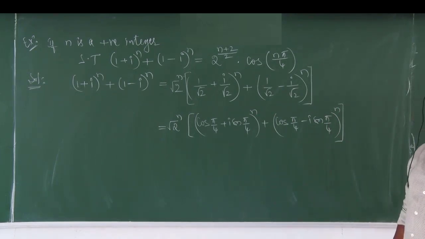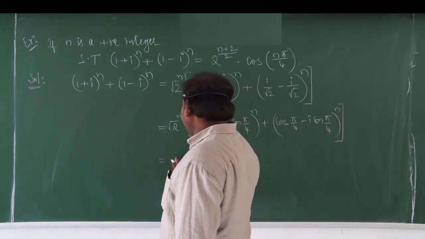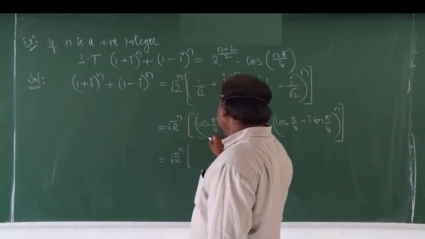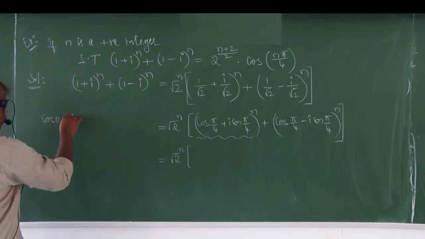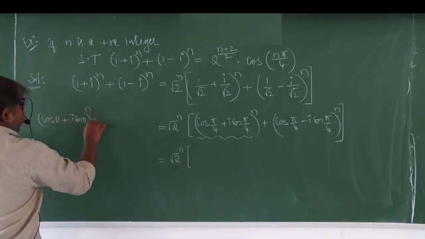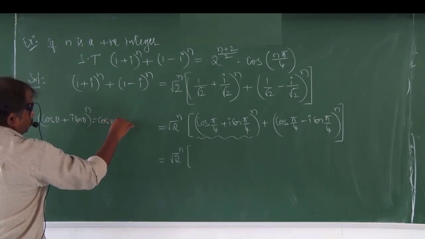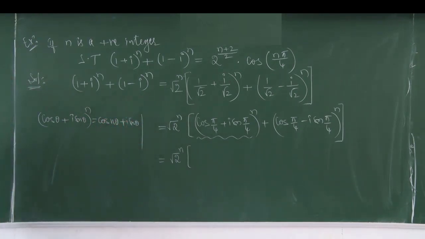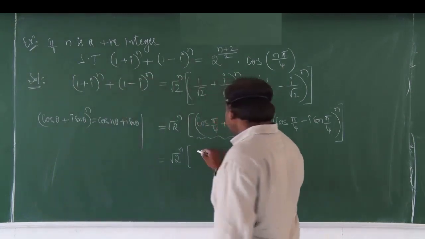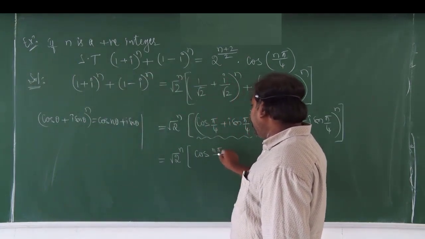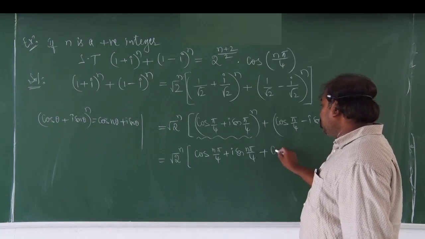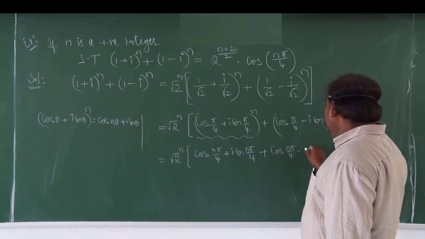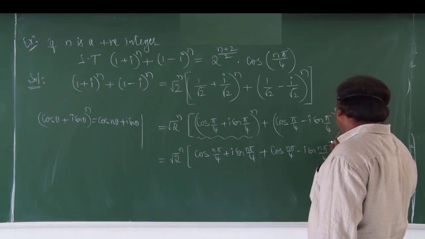So I can replace the value cos π/4. Now this is equal to (√2)^n into (cos θ + i sin θ)^n. According to De Moivre's theorem, this value I can write as cos nθ + i sin nθ. Of course, the minus case you can also get based on De Moivre's theorem. So adding the total value: cos(nπ/4) + i sin(nπ/4) for the first, and the same here, cos(nπ/4) − i sin(nπ/4). I can write like this.